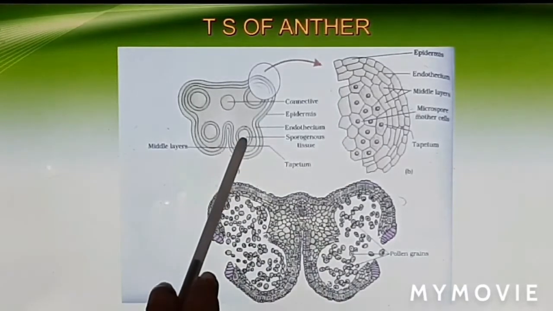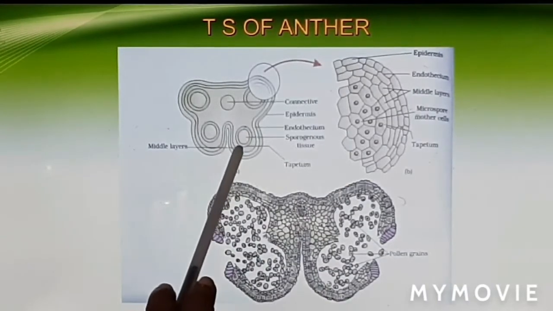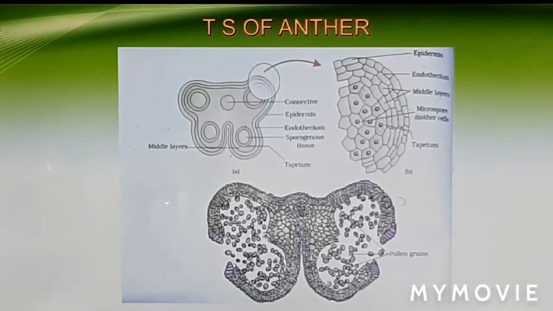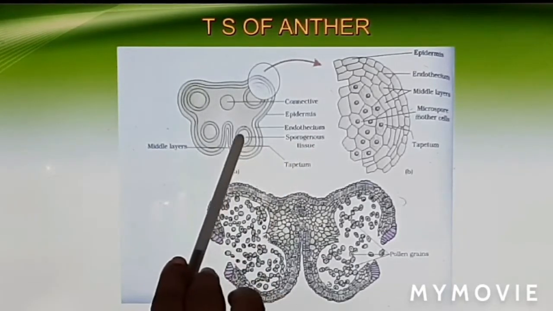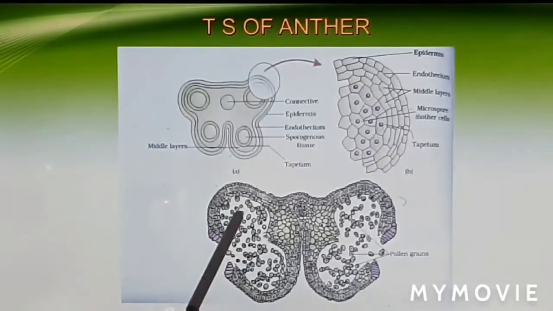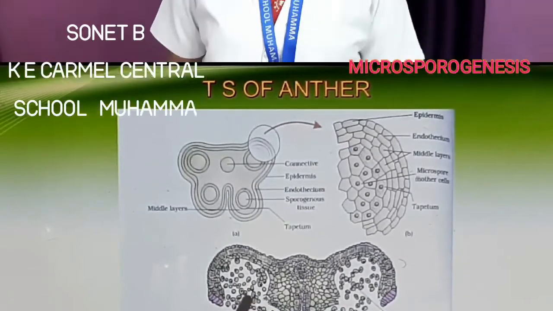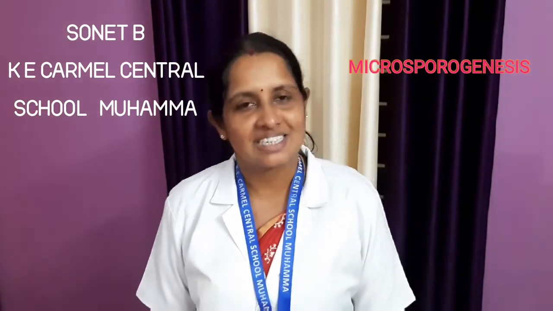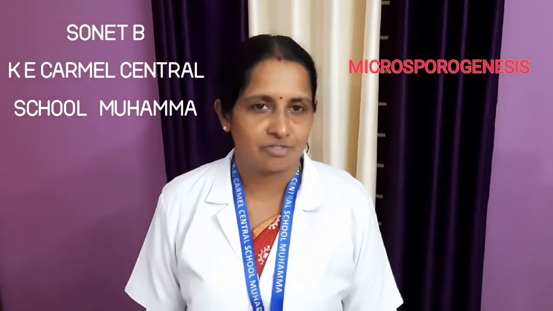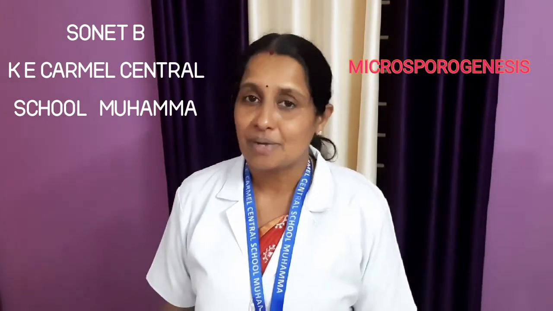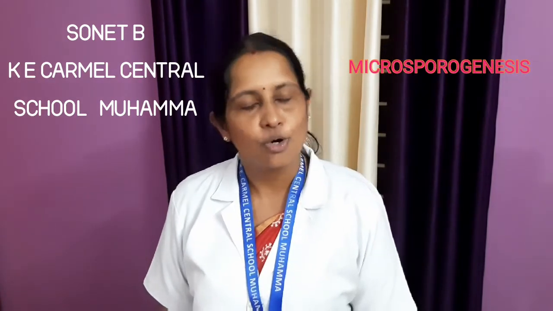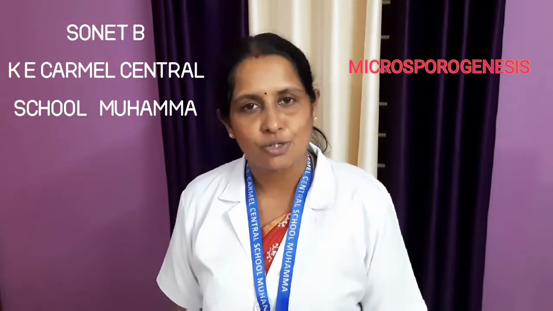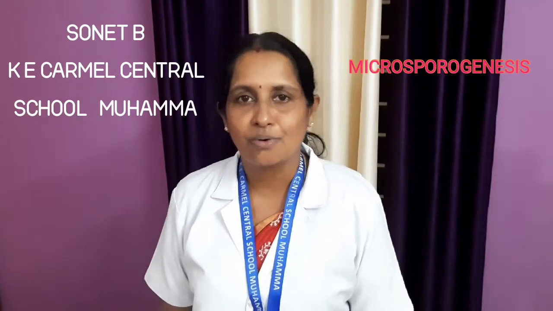When the anther is young, each microsporangium contains a homogeneous mass of cells called sporogenous tissue. This sporogenous tissue later develops into the pollen grain. This is all about the structure of male reproductive part of the flower. Now let us study microsporogenesis, the process of formation of microspores or pollen grains from microspore mother cell or pollen mother cell.